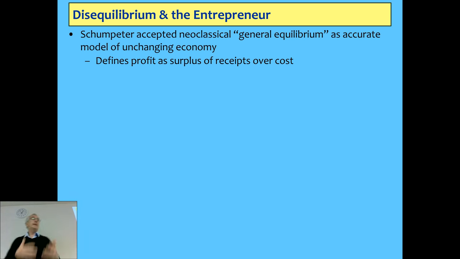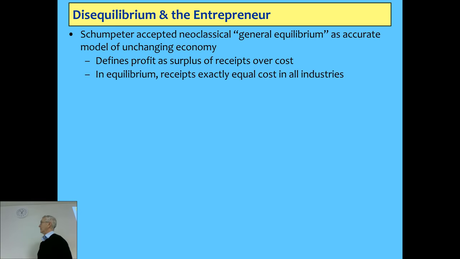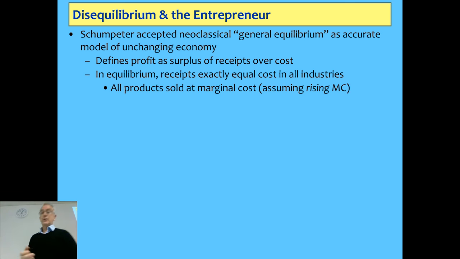Okay, so again, there are some similarities with the neoclassicals in some parts of his vision. And he saw profit as a surplus. Obviously you've got to get more money coming in than you pay out, so there's got to be a surplus there. But he said in equilibrium, receipts will exactly equal cost in all industries. If you have the supply and demand idea that neoclassicals have, supply equaling demand in all markets, he said overall there'll be no surplus because you're selling everything at the marginal cost.